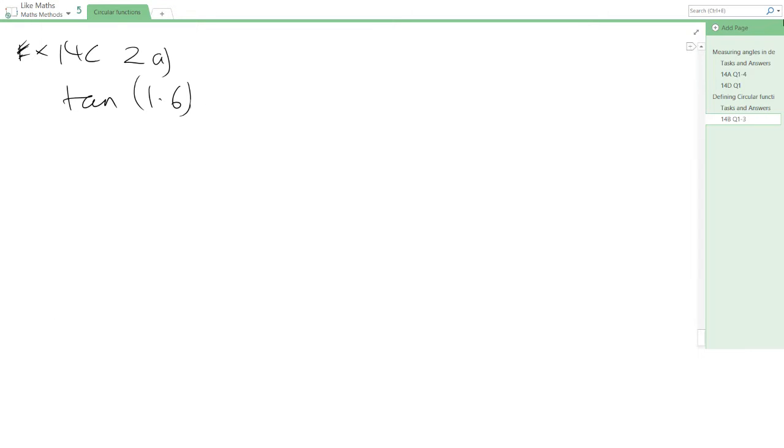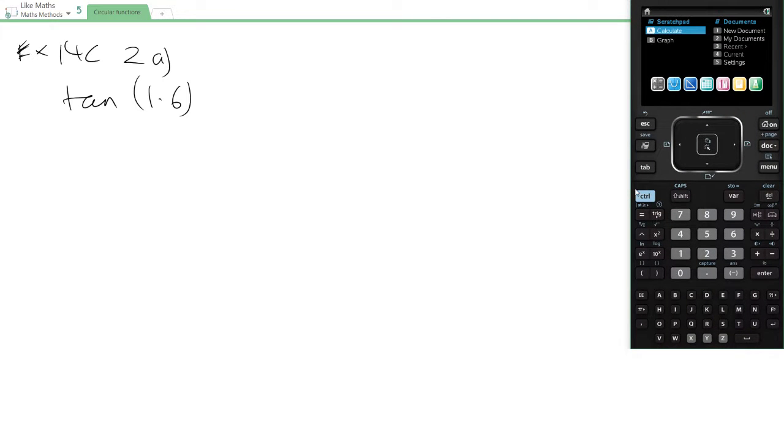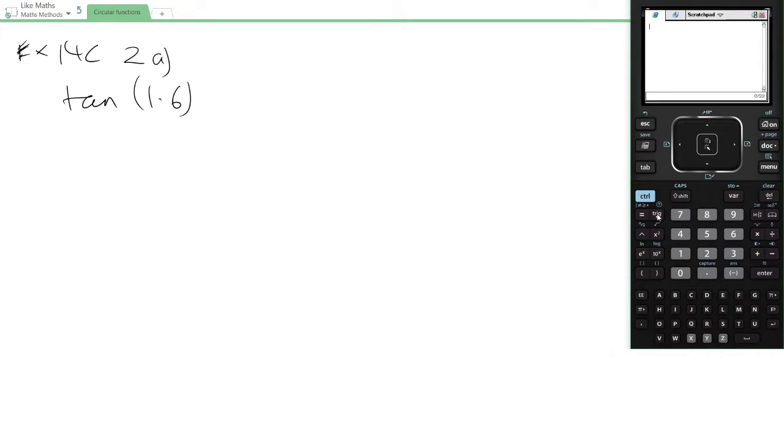So bringing up the calculator, and make sure you're in radian mode, which I covered in an earlier video. Hit enter, get a scratch pad. Bring up the trigonometric functions, click on trig, and go across to tan, select that, and then put in 1.6, and enter. So 2 decimal places, that's minus 34.23.